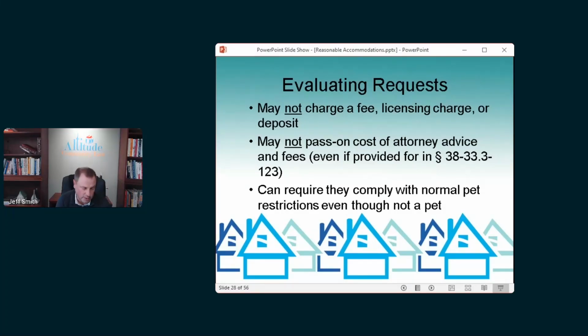If you do pass it on, you're opening the association up for a possible CCRD retaliation complaint. So we don't want to put any of those attorney's fees on there. We can require that they comply with normal pet restrictions, even though they're not a pet. So if they can't leave poop out on the common elements or in their yard, they have to pick up after their animal. If there is a leash requirement, they can be required to be on a leash unless they are a service animal that's trained for something else. So if they can't be on a leash because they're trained to go get help if you have a seizure or something along those lines, we can't require a leash in those terms. But if it's just simply an ESA, we can still keep those leash rules in place.